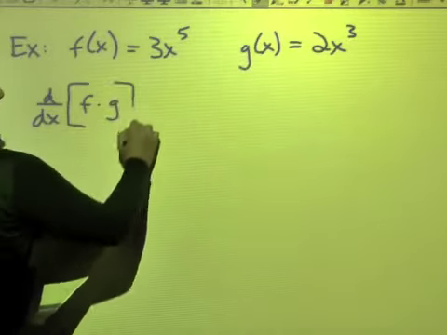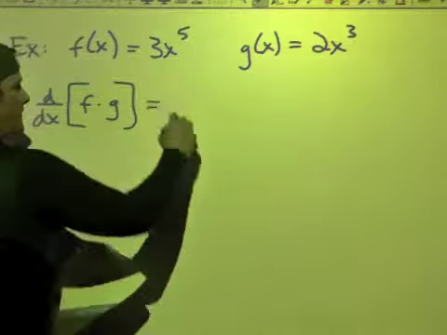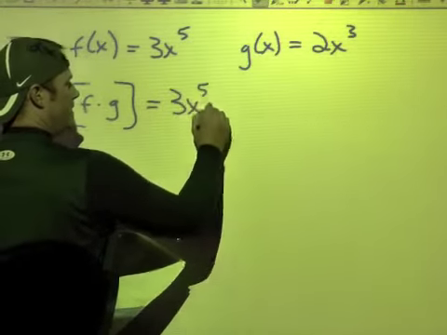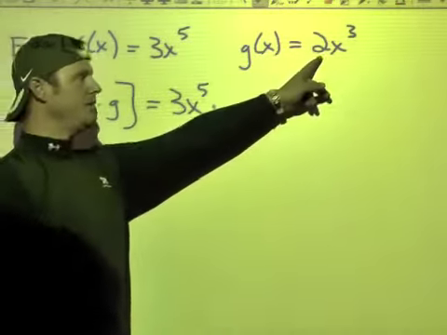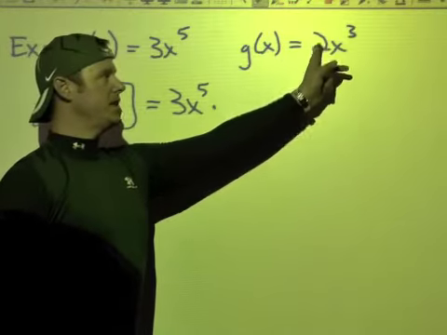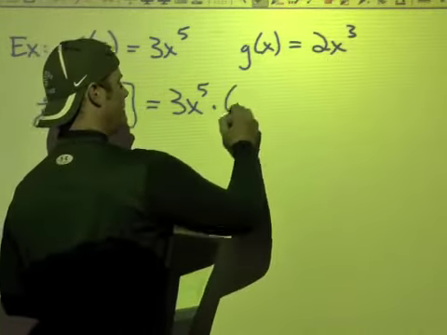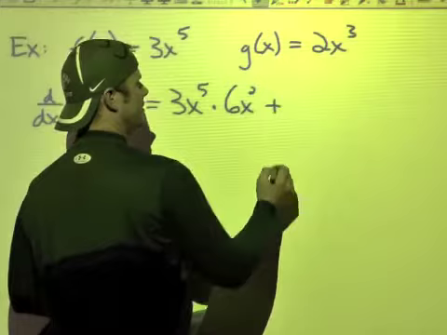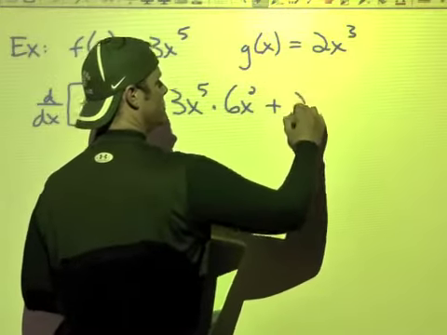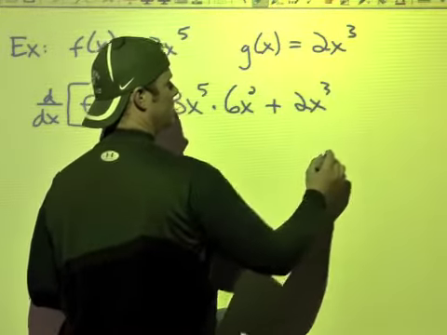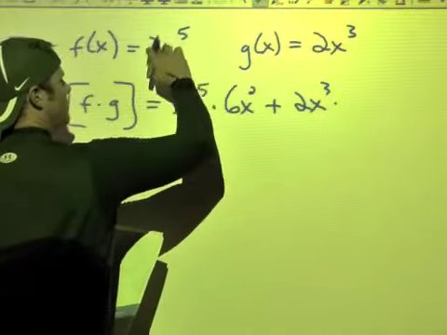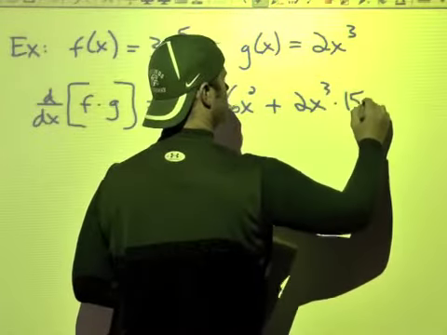So the derivative of the product, f times g, using the product rule, is the first function, 3x to the fifth, times the derivative of the second, which is 6x squared, plus the second function, 2x cubed, times the derivative of the first, which is 15x to the fourth.